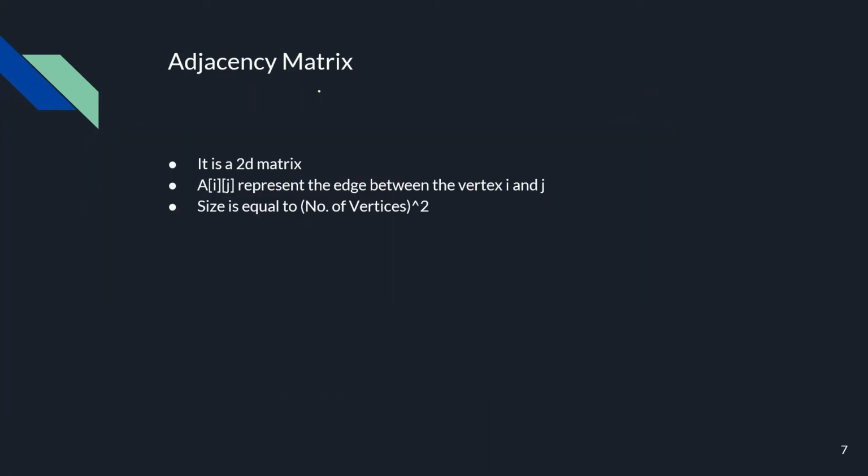Now we will look at another method of representing the graph, which is adjacency matrix. It is a 2D matrix and its size is equal to V square, and i comma j will represent an edge between i and j.